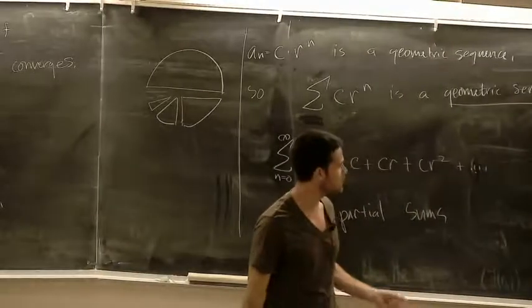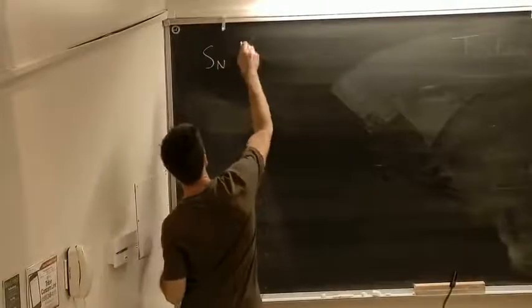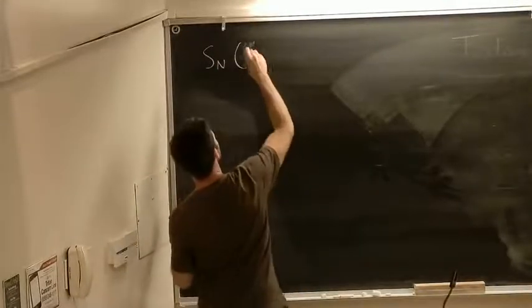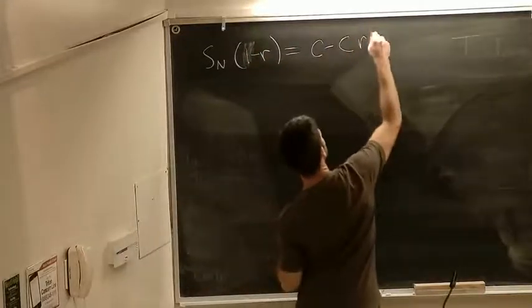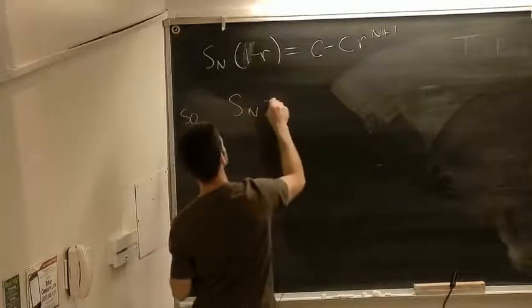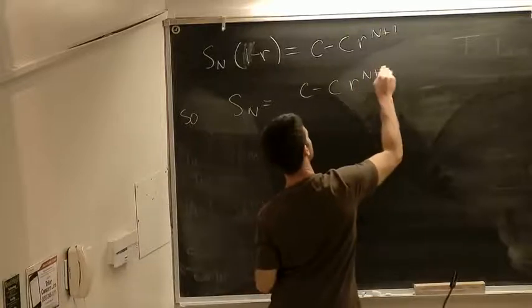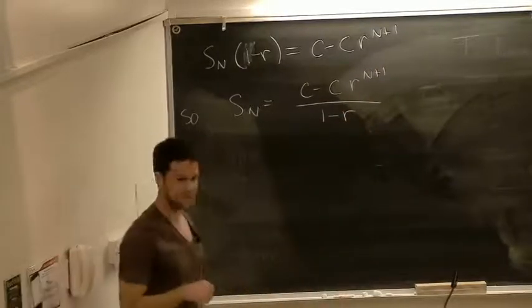So that's kind of the cool part, is I was able to cancel all this stuff. And now I can just pull out that number Sn. Sn times (1 minus R) is equal to C minus C times R to the n plus 1. So Sn is (C minus C times R to the n plus 1) over (1 minus R).